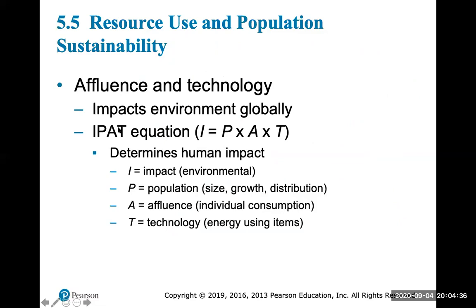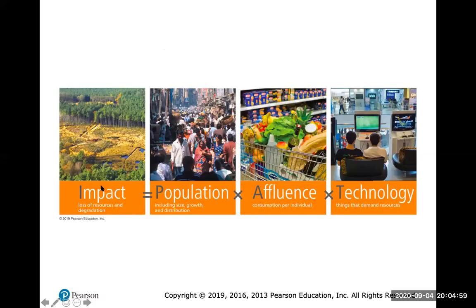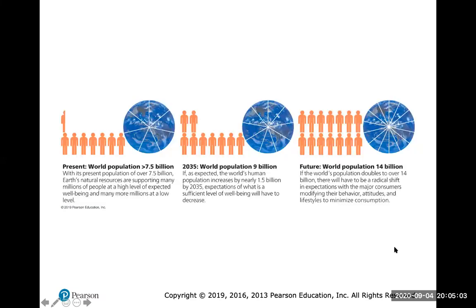Here's a look at the IPAT equation, which you should know. This looks at environmental impact globally using affluence and technology. This will determine human impact. So I stands for the impact, and that will be equal to the population times the affluence, which is the individual consumption, times technology. And this will give us an environmental impact taking into account these 3 factors. And you should know this equation and what each letter stands for.